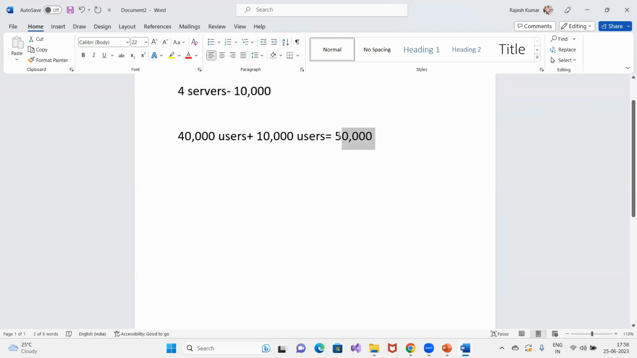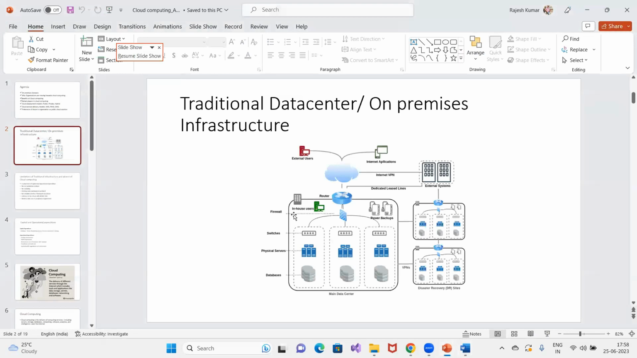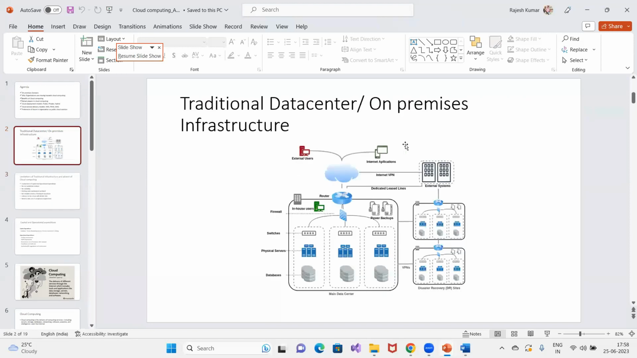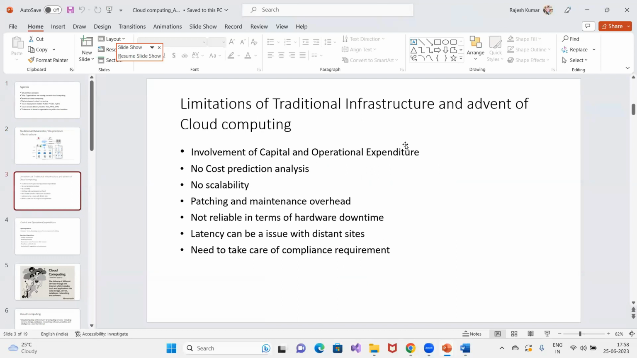To give services to these 50,000 users, I will have to arrange more servers. And that is not possible in a single day, because I will have to purchase the servers and invest money. There is time involved, and there is money involved. So in on-premises infrastructure, scalability is one of the challenges. If my load is increasing, I was not able to meet it. Just take an example of the Big Billion sales on Amazon or Flipkart. If they were not on cloud, they would not be able to handle the things.